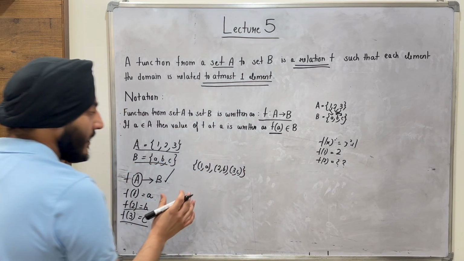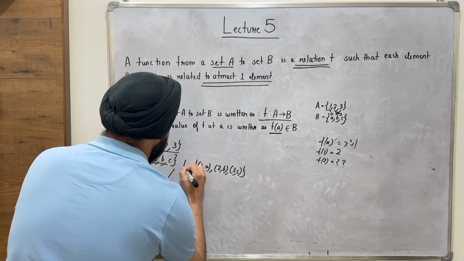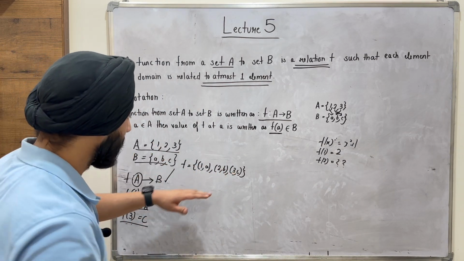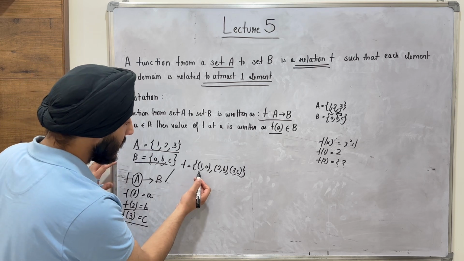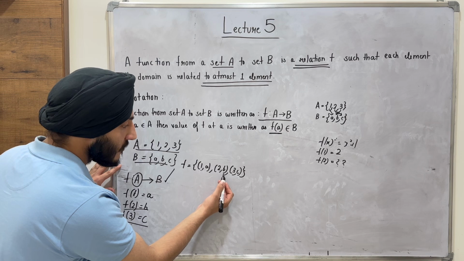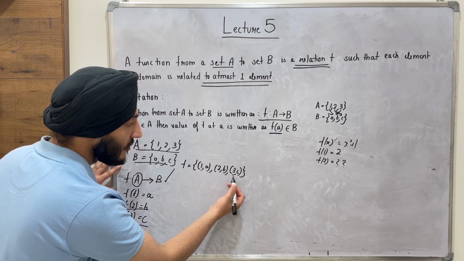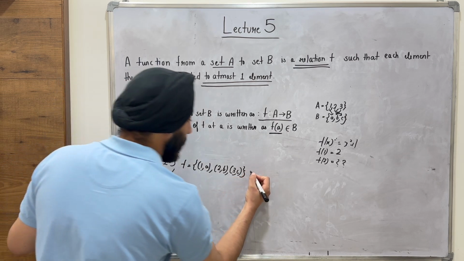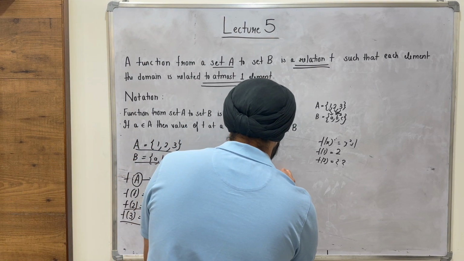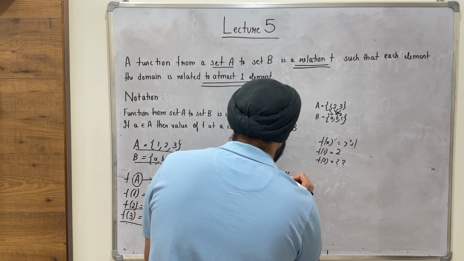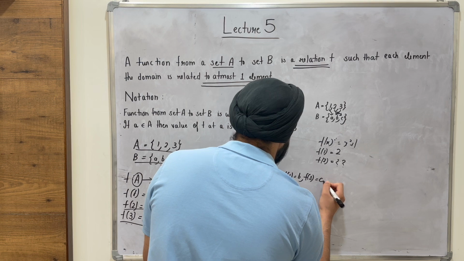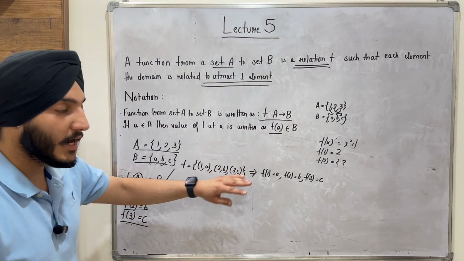Basically what I'm doing is f equal this set in case of set A and B. What I'm trying to say is 1, when I put into the function, results in value A, 2, putting into the function results in B, and 3, putting into the function results in value C. This is going to be equivalent to writing something like f1 equal A, comma f2 equal B, comma f3 equal C. So both of these are equivalent to each other.